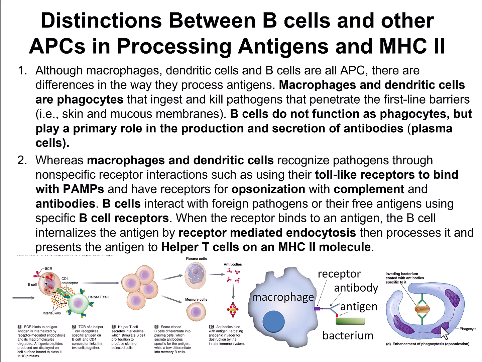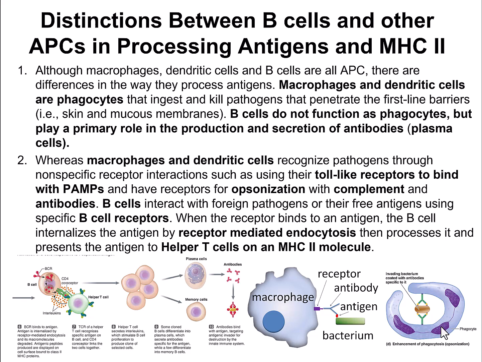Macrophages and dendritic cells are phagocytes. What they're going to do is ingest and kill pathogens that penetrate that first line of defense, such as your mucous membranes and your skin. And then they can process those antigens and put them on their surface via their MHC class II proteins. But they're phagocytes. They take in the pathogen, they break it apart.